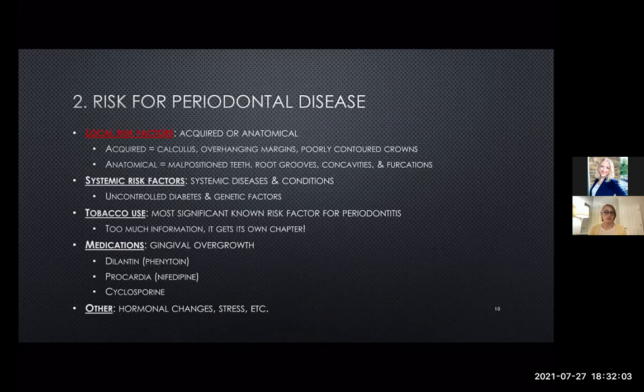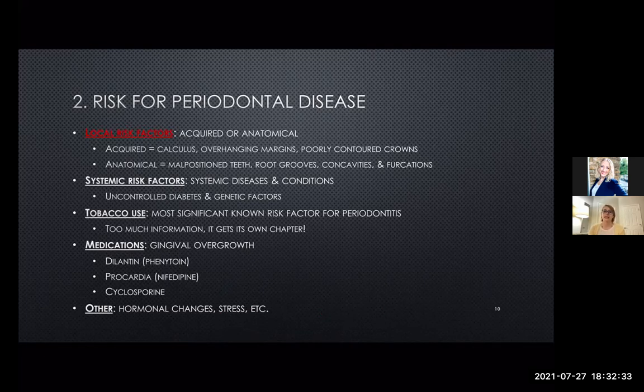Local risk factors are either acquired or anatomical. And as you can imagine, anatomical risk factors, these are part of the anatomy. The patient didn't do anything to have these risk factors occur. They're just part of the anatomy. Whereas acquired local risk factors, that is caused by something. There is a separate cause for this. It's not part of the patient's normal natural anatomy.